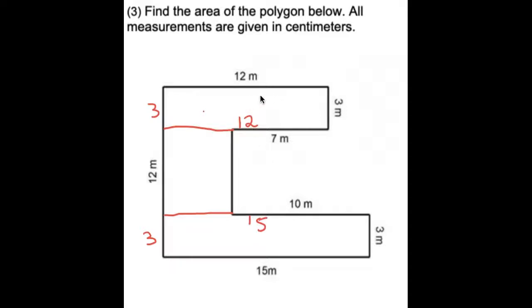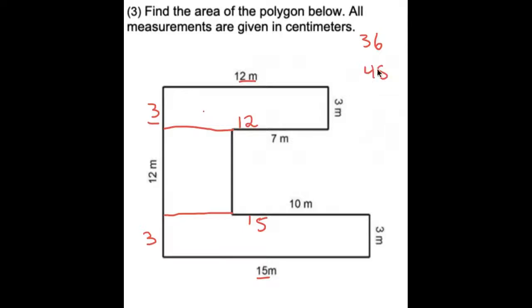Now to find the area of the top and the bottom one here, we just do length times width. So 3 is our length, 12 is our width, 3 times 12 is 36. And then our bottom one, 3 is our length, 15 is our width. 3 times 15 is 45.